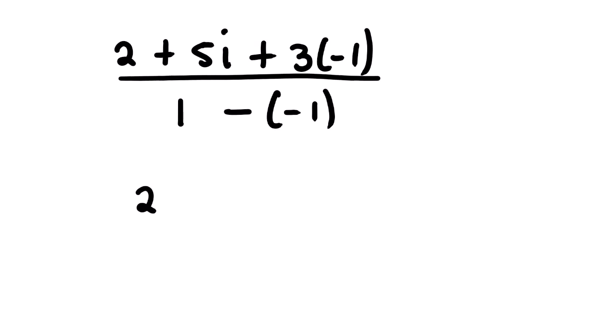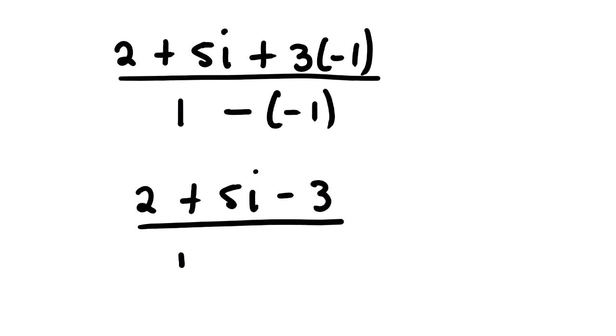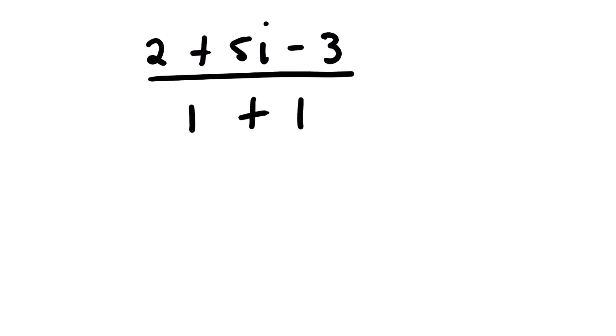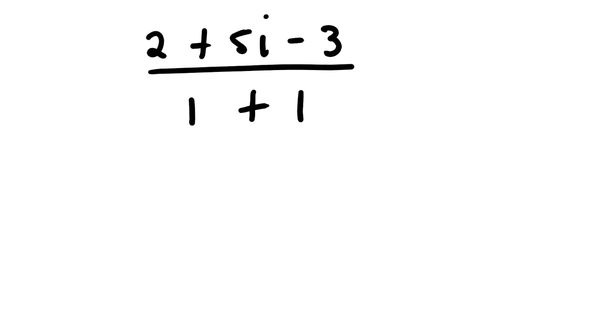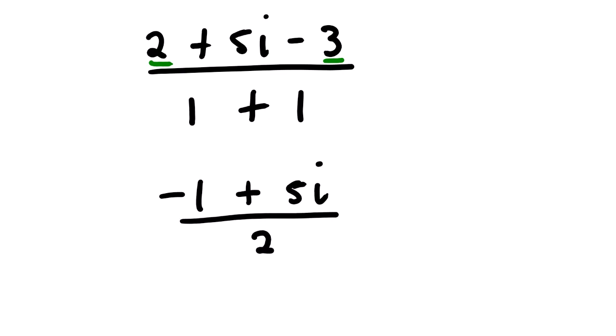From here, 2 plus 5i, 3 multiplied by negative 1 is negative 3, over 1. This negative multiplied by this negative, we have positive 1. Then from there, these two are like terms. 2 minus 3 is negative 1. So we have negative 1 plus 5i over 2.